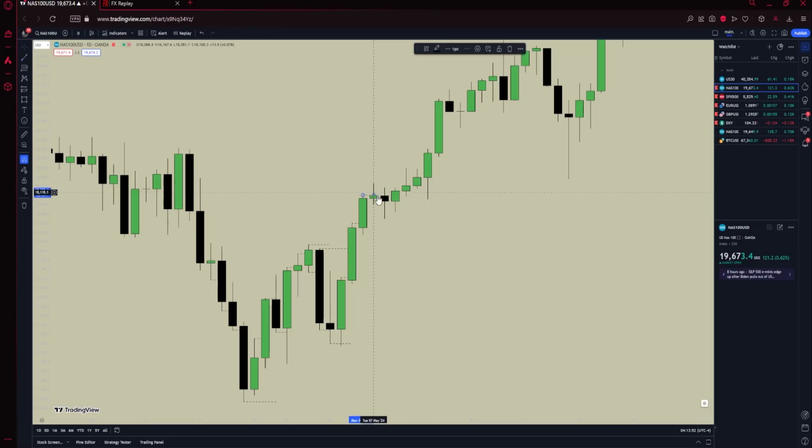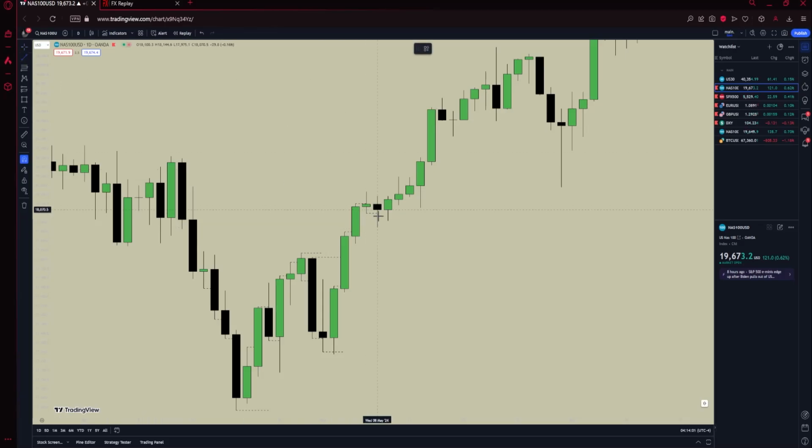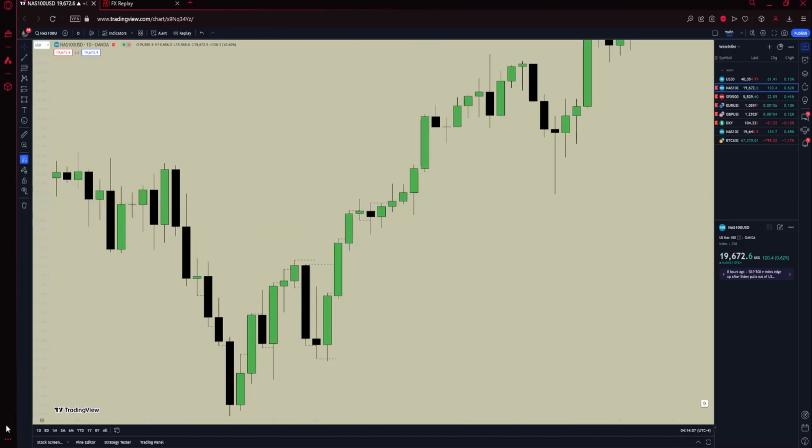Where's our draw on liquidity? Up here. Next day, once again, we get a wick close. Where's our drawn liquidity? Down here. Once again, with close, where's our drawn liquidity? Up here. Gets hit right there, I'm pretty sure.